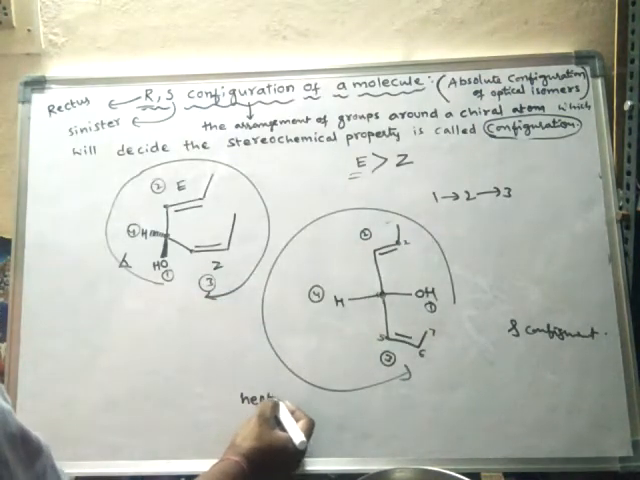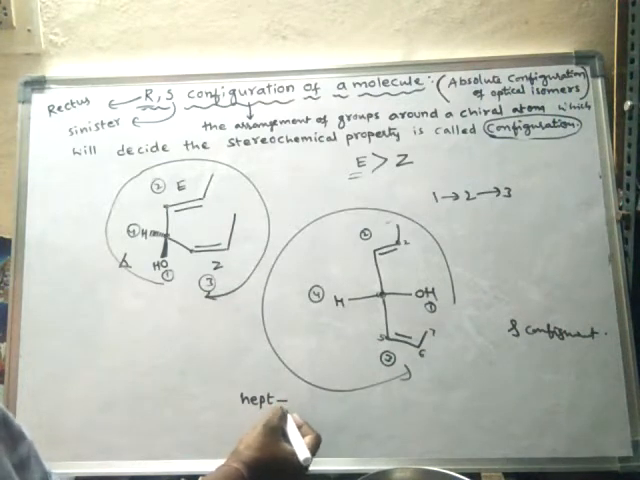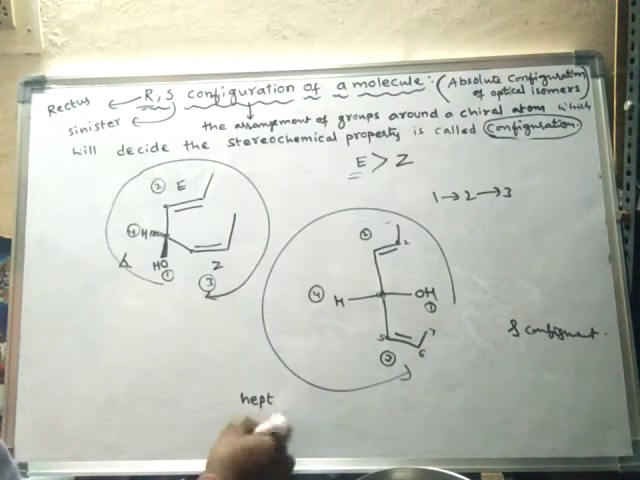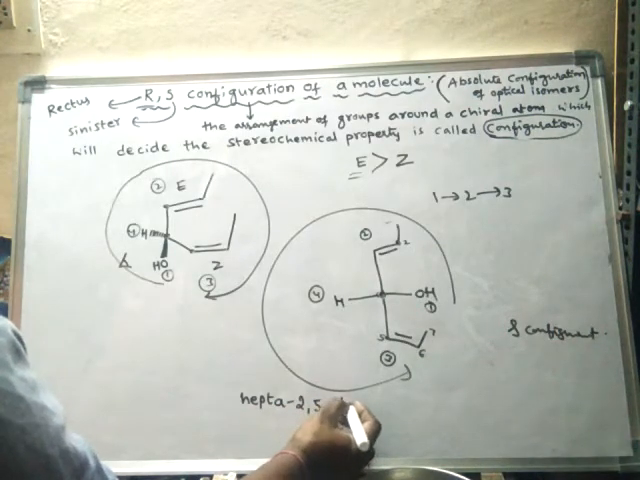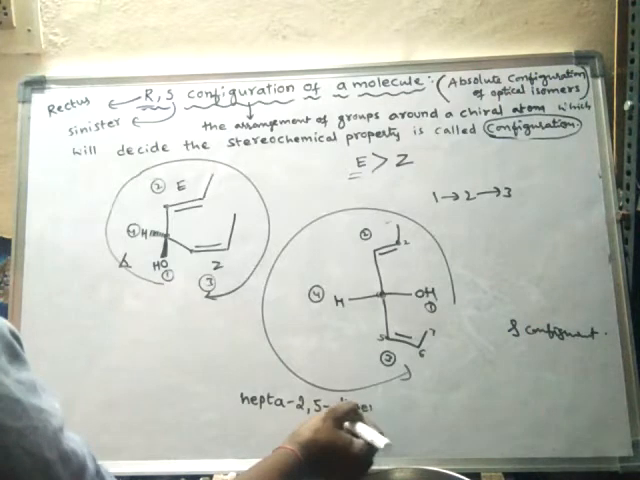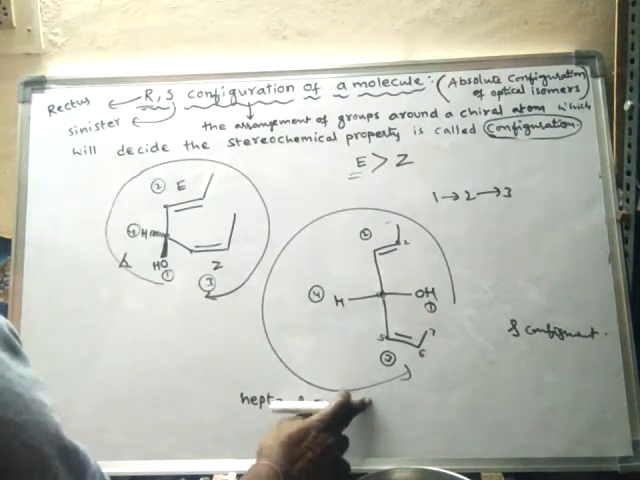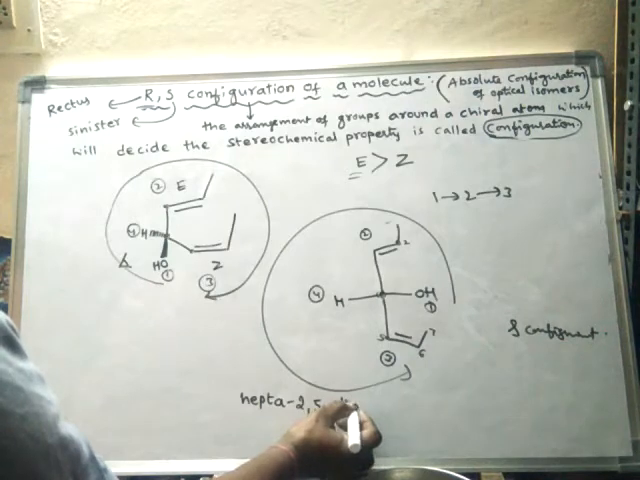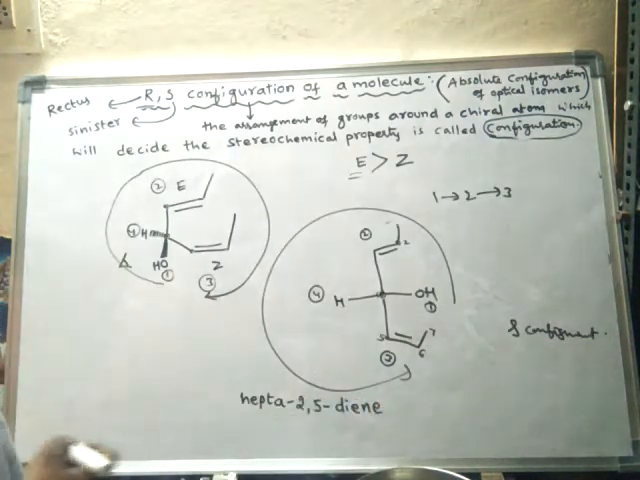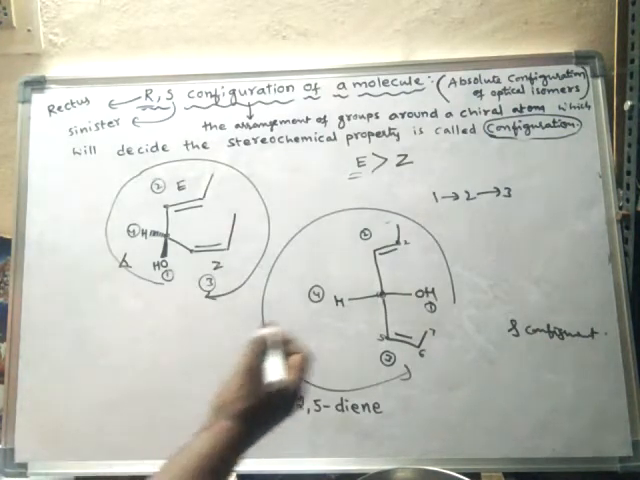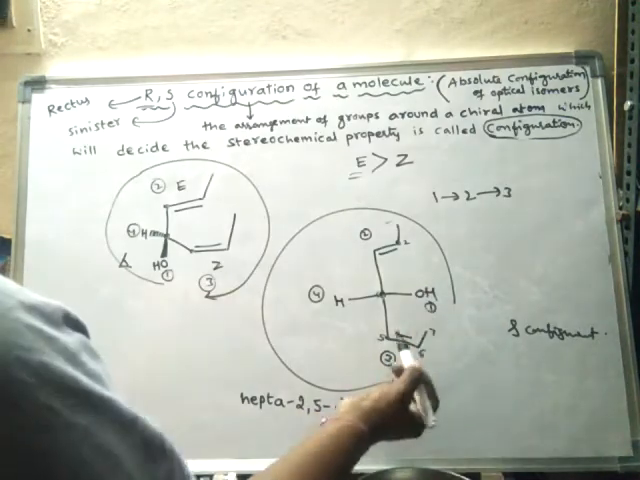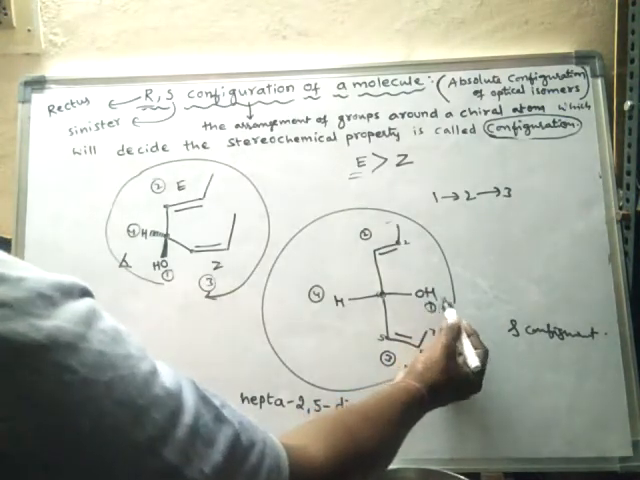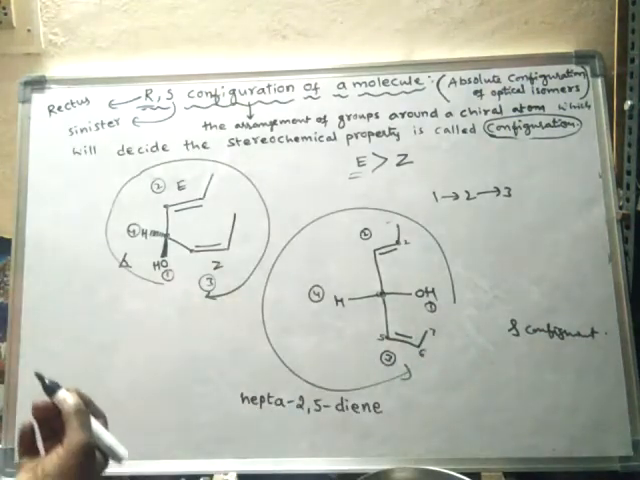So hepta, diene. Because 2 enes means hepta-2,5-diene. Hepta-2,5-diene. And here, this is the most important, it should be written as a suffix, secondary suffix. Hence OH means alcohol, ol.